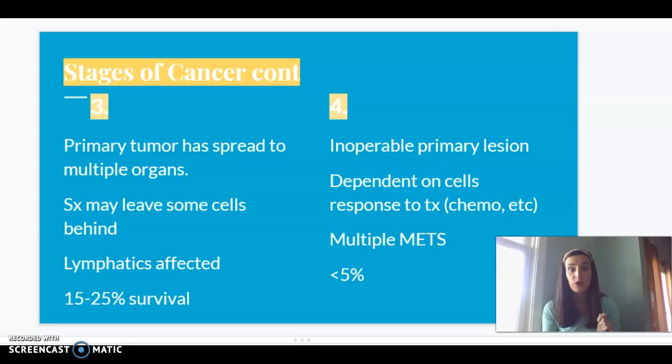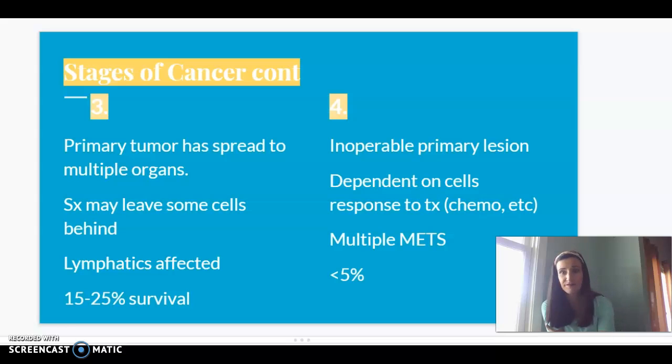Okay, so the primary tumor has spread to multiple organs. They're going to do surgery to try to remove the tumor. However, they're going to get the majority out, but it still may leave some cells behind, some residual cells behind, okay? At this point, the lymphatics may be affected, so we're getting more severe, right? You're looking at a 15 to 25% survival after 5 years, okay? More detrimental. Then stage 4, not great.